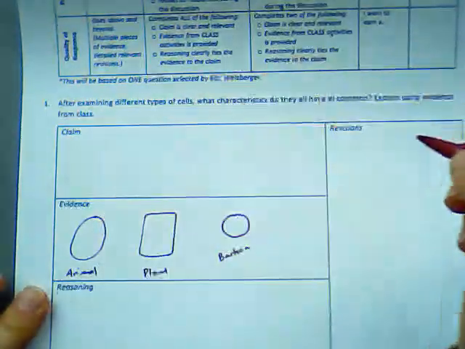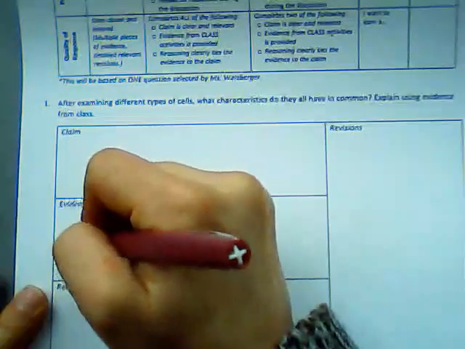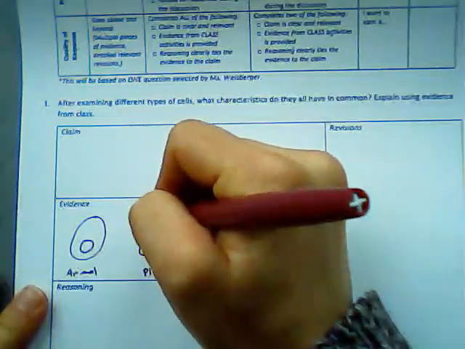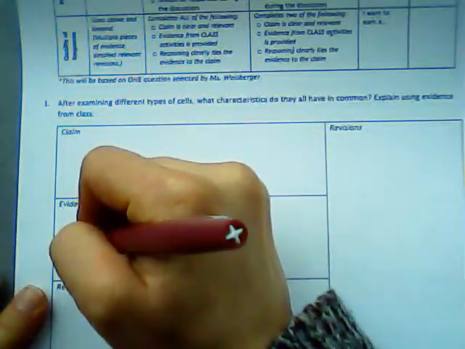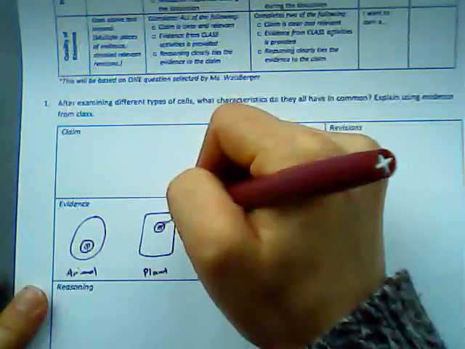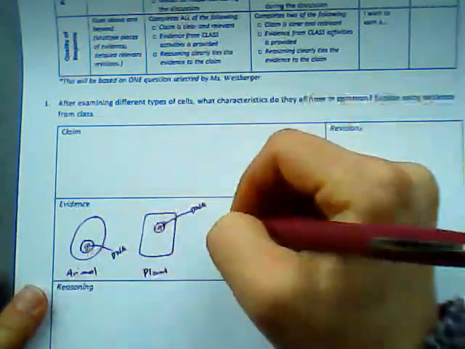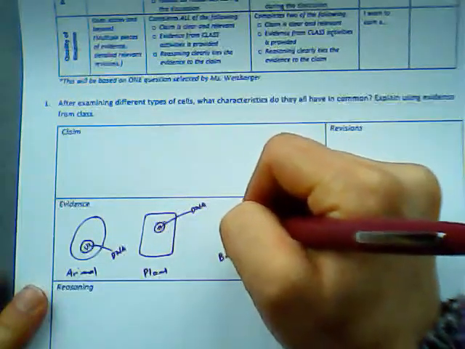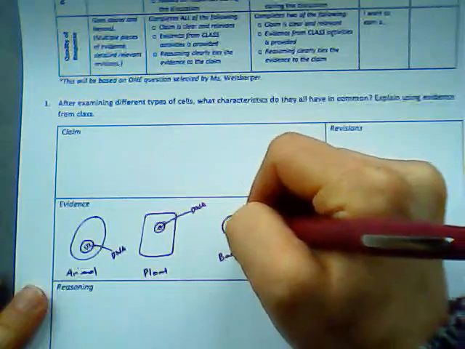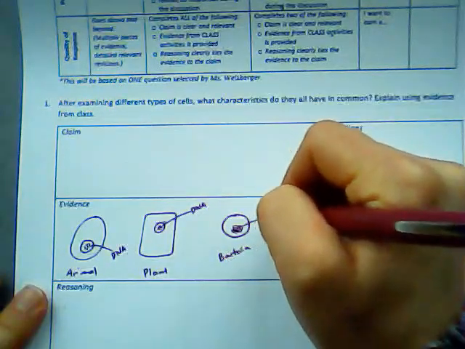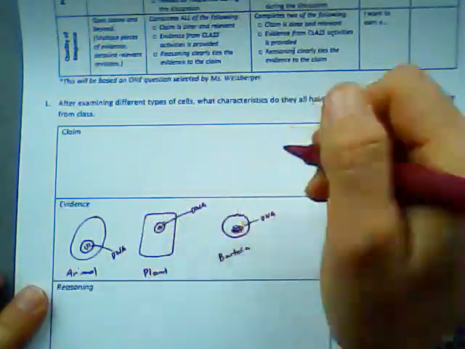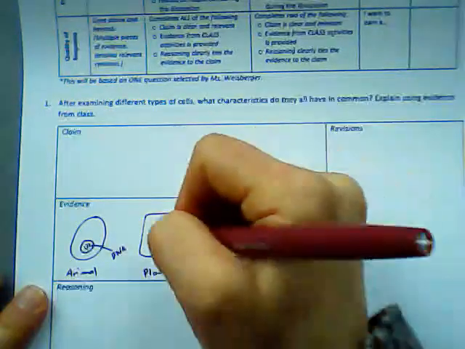So let's see, I'm looking for commonalities. So I know these two have a nucleus, and inside the nucleus, they have their DNA. Okay, DNA. And then inside my bacteria, I have a bunch of DNA as well. So they have that in common. Then other things they have in common.